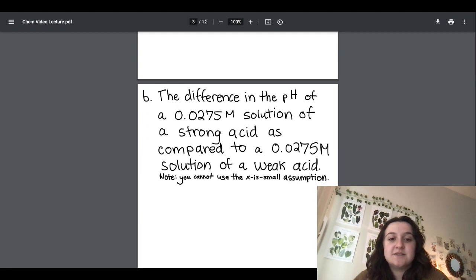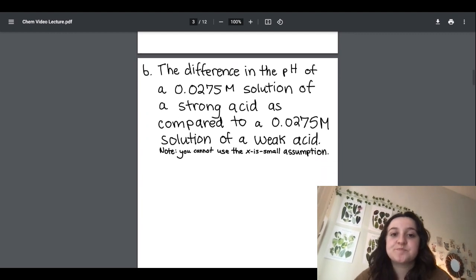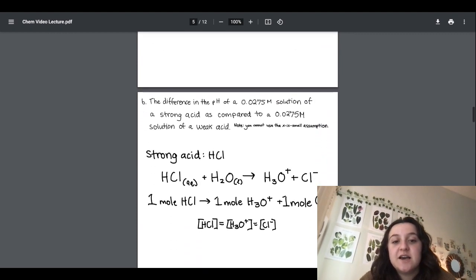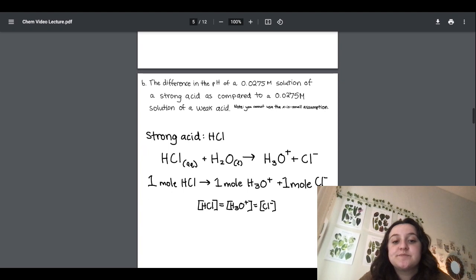So we are asked to find the difference in the pH of a 0.0275 molar solution of a strong acid as compared to a 0.0275 molar solution of a weak acid. And we cannot use the x is small assumption. So I decided to use HCl as my strong acid.